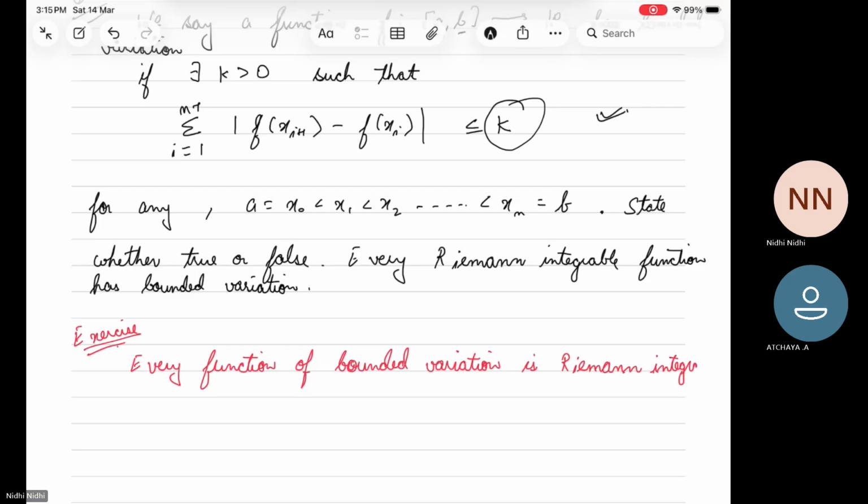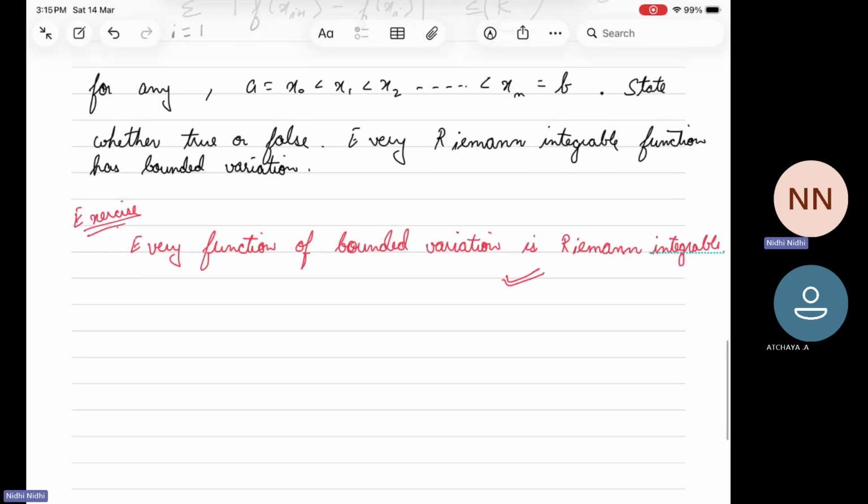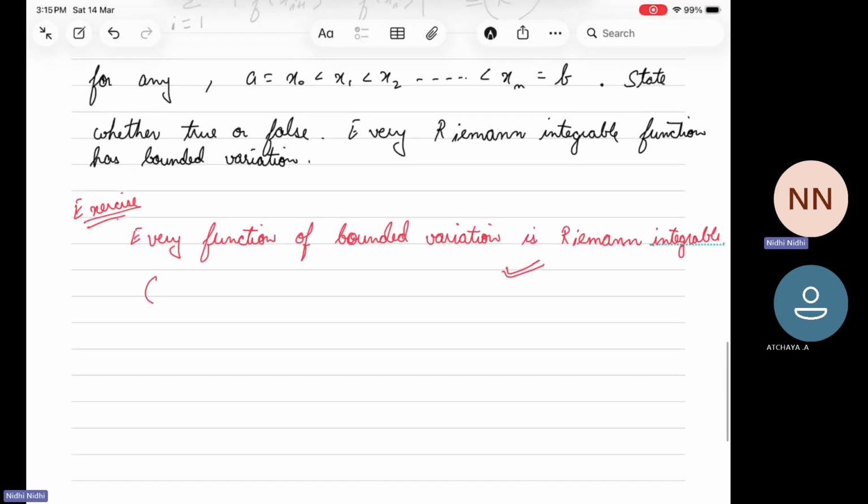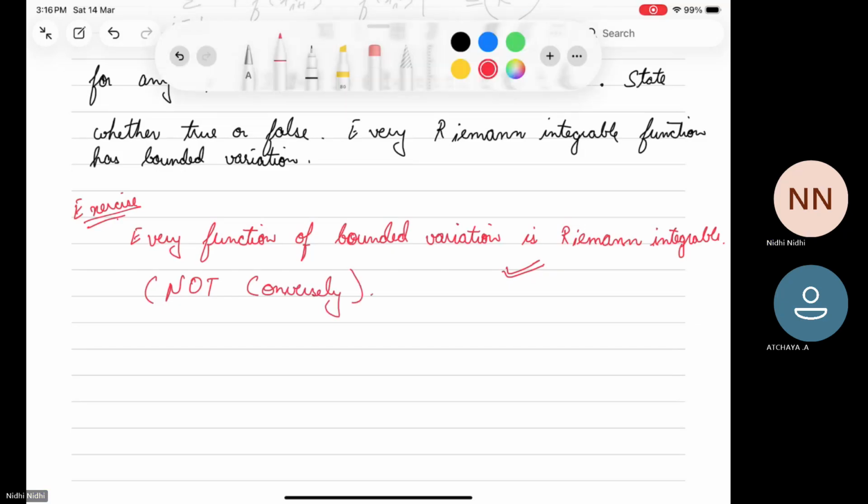So try it yourself. And the converse of this is actually not true. So we can remember it as: every function of bounded variation is Riemann integrable, not conversely. That means if a function is Riemann integrable, it need not have bounded variation. Now, since I'm saying that the converse does not hold, I should be able to give you some example. So I'll explain it clearly with an example. So this does not hold conversely. We will see how.